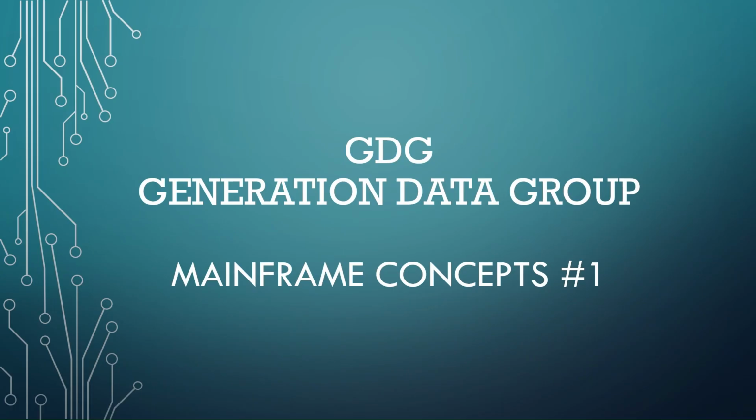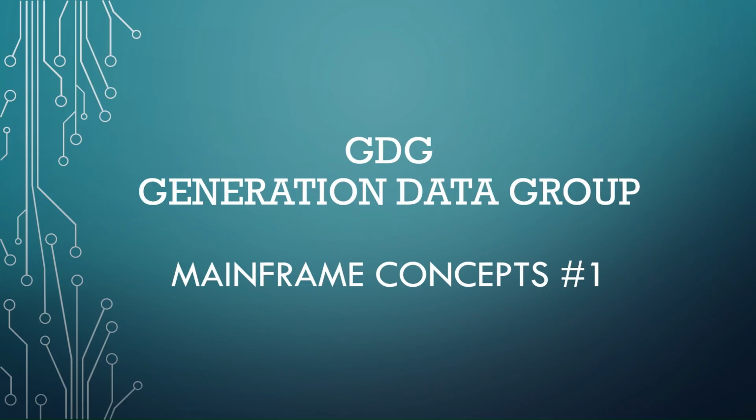GDG stands for Generation Data Group. Before understanding the definition, let's first understand the problem GDG solves. Imagine a company generates an employee report every day. If the report is stored using the same dataset name every day, yesterday's report gets overwritten by today's report. Now, suppose a manager wants to see last week's report, or suppose today's report was generated incorrectly and we need to recover yesterday's version. How do we do that?